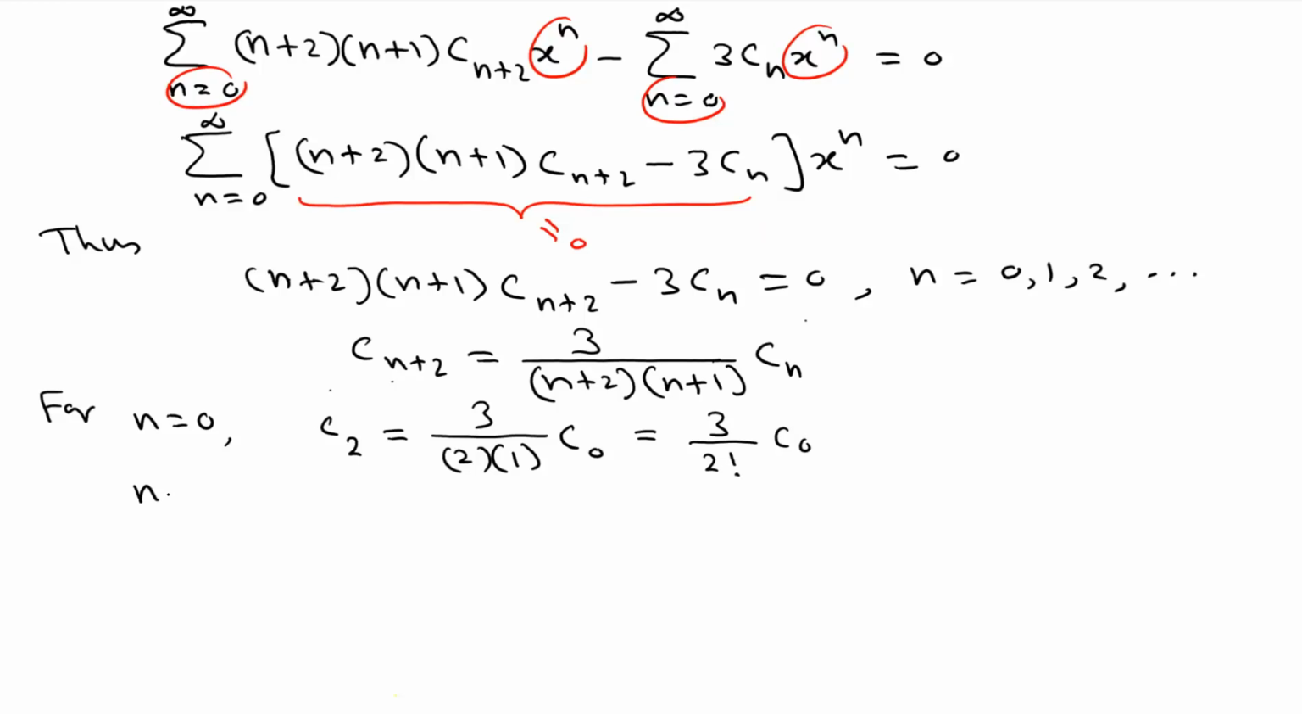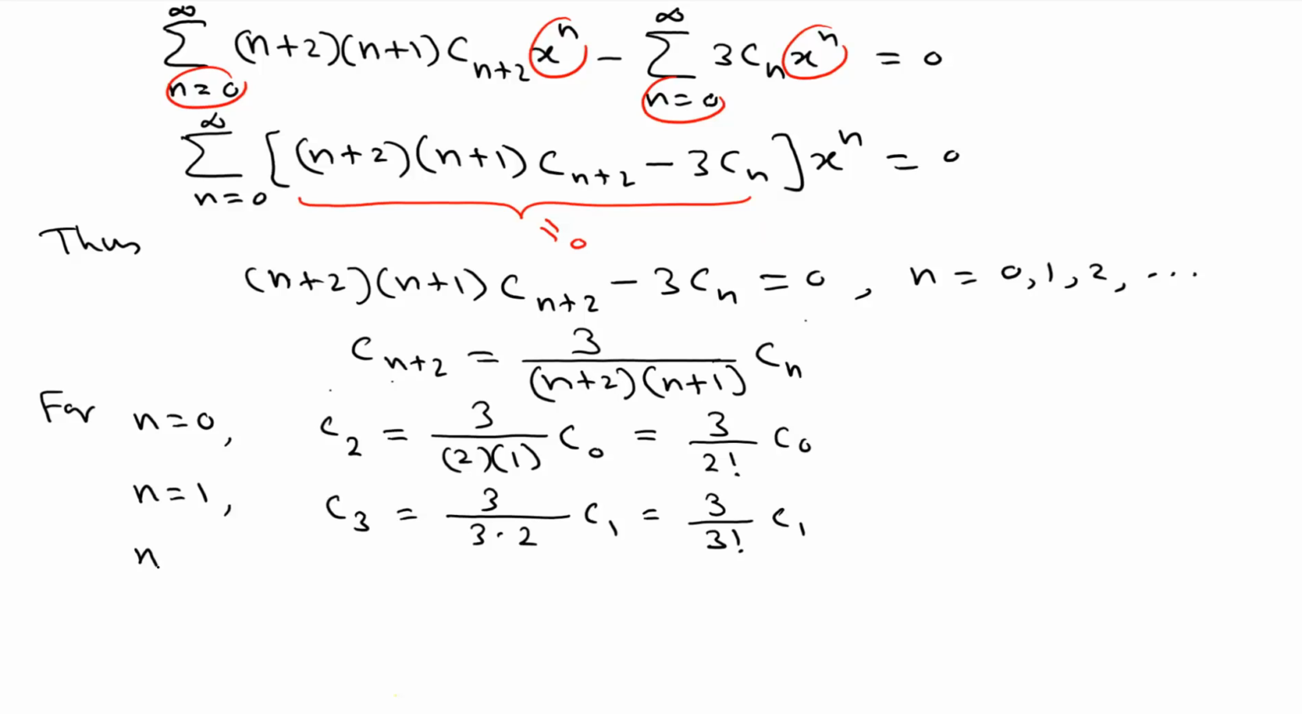Then for n equals 1, we normally don't do that until we see a pattern, but let's see. It is C3, so we have 3 over, you add 2, so it becomes 3 times 2, C1. We don't know what C1 is, so we can leave it. So it is 3 over 3 factorial, C1.